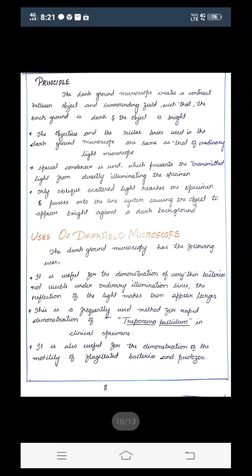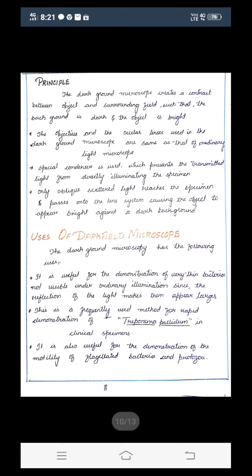Next, uses of dark field microscope. The dark ground microscope has the following uses. It is useful for the demonstration of very thin bacteria that are not visible under ordinary illumination, which we cannot see with our naked eyes. By using this technique, we can observe the specimens. Since the reflection of light makes them appear larger when the light passes through a specimen through an optical lens, it looks larger to our view.